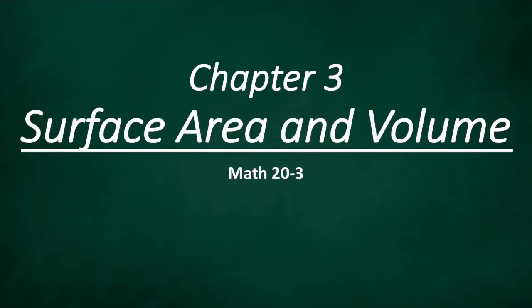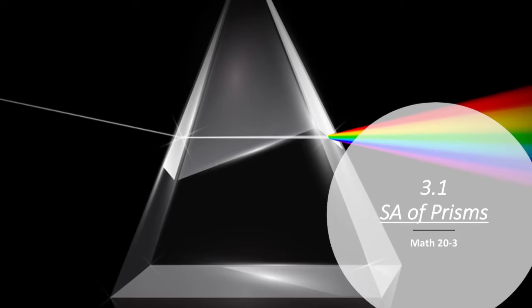Okay, welcome Math 20-3s to Chapter 3. This chapter is going to be looking at surface area and volume, and our first lesson is going to be looking at the surface area of prisms.